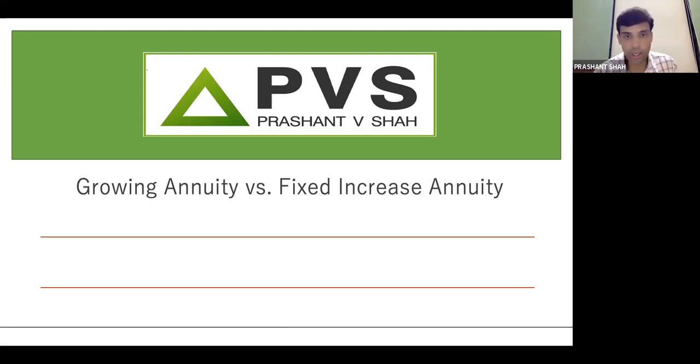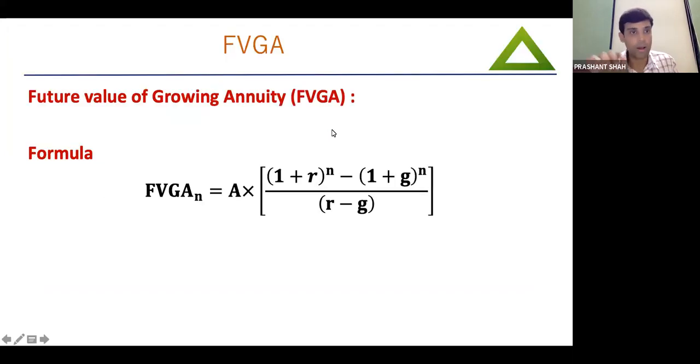We have studied growing annuity. I'll show you. This is the formula for finding out the future value of a growing annuity. Now, what does it mean? I'm investing a fixed amount right now, and then that is increasing at a constant rate, not the amount, but at a constant rate. Say, for example, a 10% year-on-year increase in your amount of investment or amount of withdrawal. That is an example of a growing annuity.